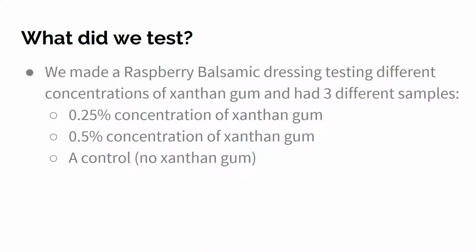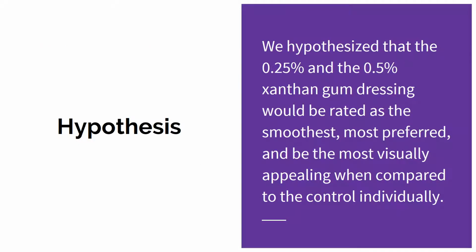We made a raspberry balsamic vinaigrette dressing testing different concentrations of xanthan gum. We tested a 0.25% concentration of xanthan gum, a 0.5% concentration of xanthan gum, and a control that contained no xanthan gum. We hypothesized that the 0.25% and the 0.5% xanthan gum dressings would be rated as the smoothest, most preferred, and the most visually appealing when compared to the control individually.